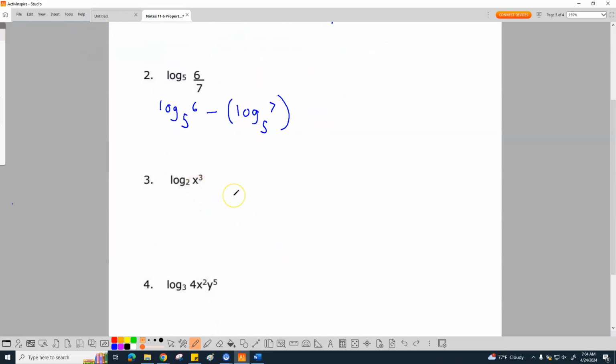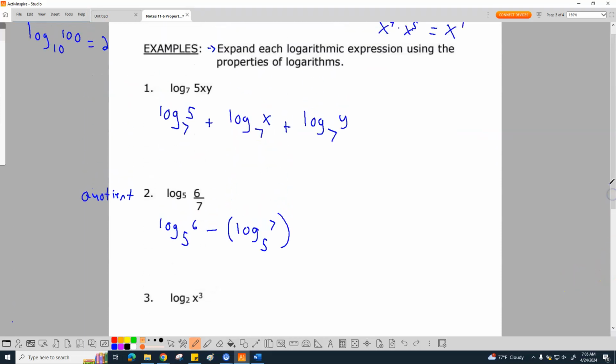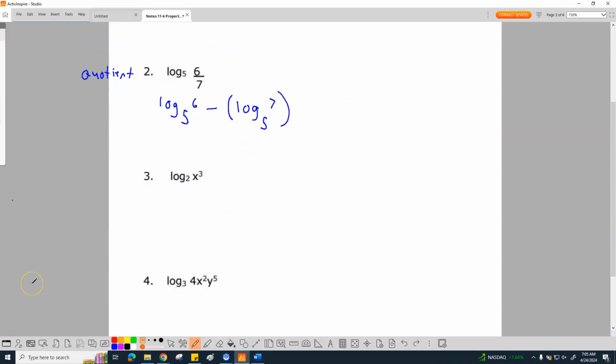So now we have this one right here. This one was an example of the quotient rule. The one above was the product rule. And then number 3 is going to be the power rule.